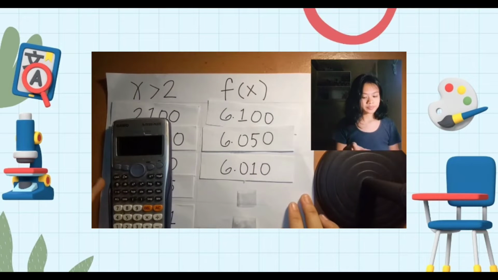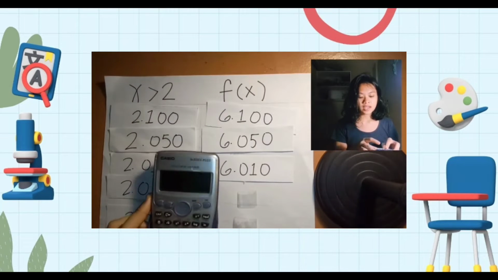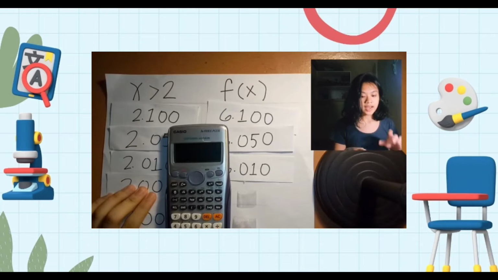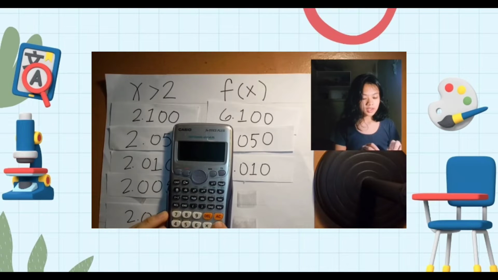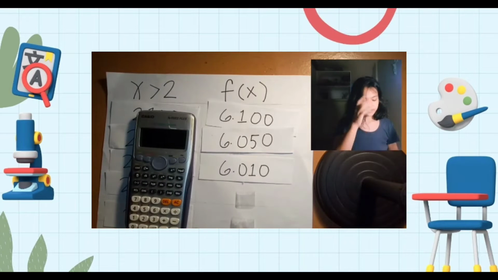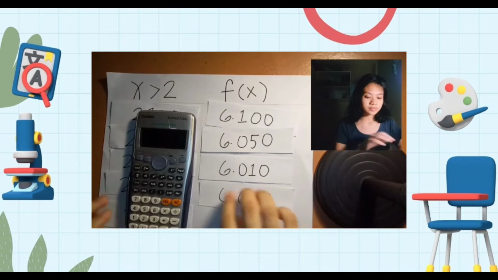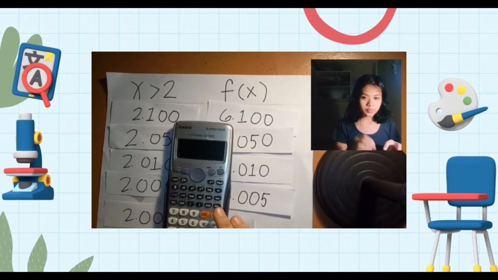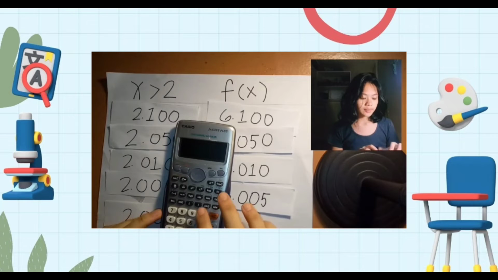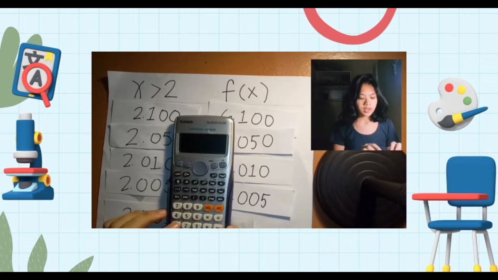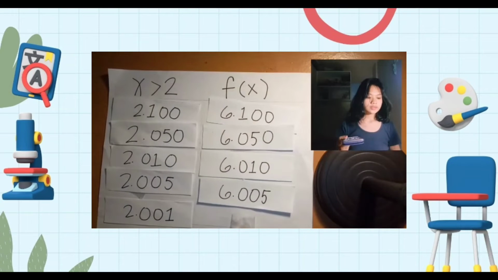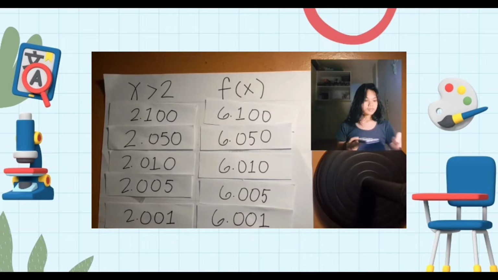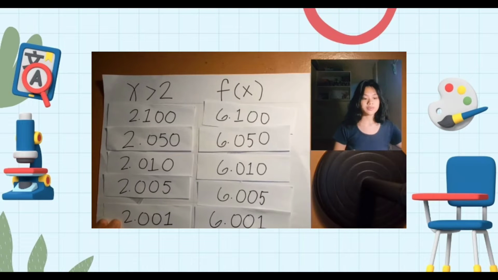And the next, the second to the last value as x approaches from the right side, is 2.005 plus 4 equals 6.005. And the last is 2.001 plus 4 equals 6.001. Now we complete the table of our values.